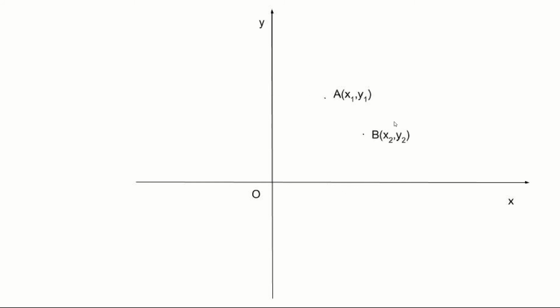So if we have a second point B, this one will have an x2 coordinate and then a y2 coordinate. If we want to calculate the distance between the two points while knowing the positions, so x1, y1, x2, y2, we will have to compute d, that is the length of the segment AB.